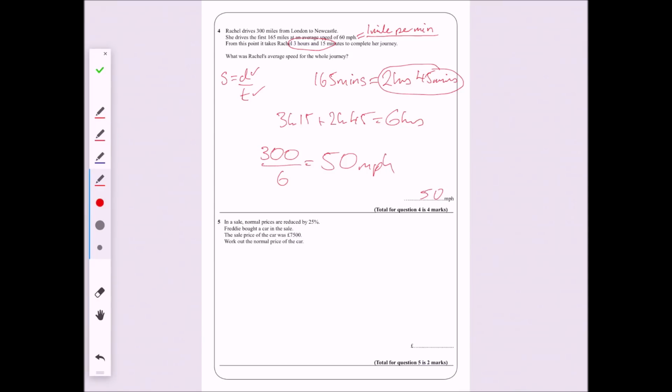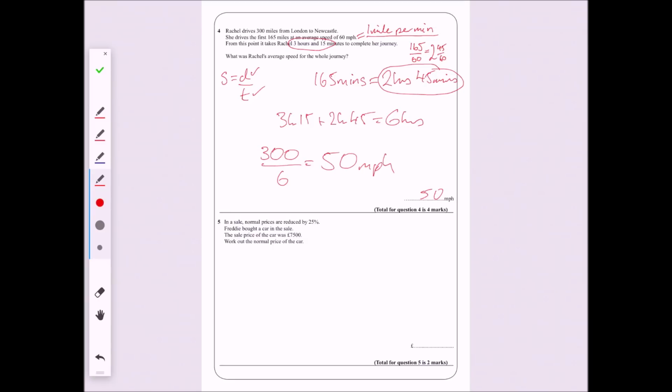If it wasn't 60 miles per hour for the first bit, the best way to do it would be to do 165 divided by 60 and leave that as a fraction. There are 2 60s in 165, remainder 45. And then that fraction will tell you what fraction of an hour it is. So 45 out of 60 is 2 hours and 45. So that would be a good way of doing it if it wasn't out of 60.